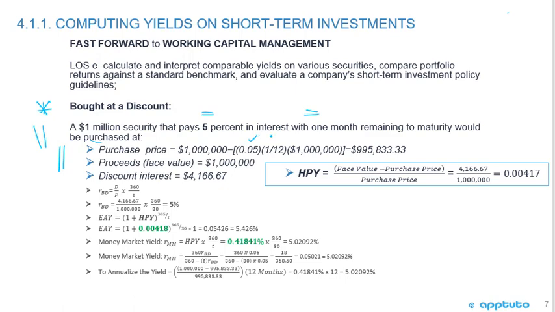You just do 5% times 1 month divided by 12 times $1 million, and it's going to give you the purchase price, 995,833.33. So we know that the discount interest in that case is the 4166.67. Okay? So the holding period yield, face value minus purchase price over purchase price, would be the 4166.67 divided by the million, gives us 0.00417.